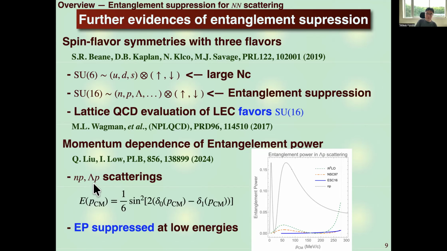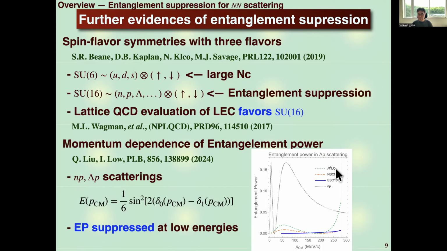Now you can also consider lambda-proton scattering. In the lambda-proton scattering case, there are several known interactions, the phenomenological interactions and also chiral effective field theory interactions. Lambda is a baryon including one strange quark, and lambda-proton scattering also has spin 0 and spin 1. The phase shift is calculated as a function of the center of mass momentum, and therefore we can calculate the entanglement power for a given momentum.